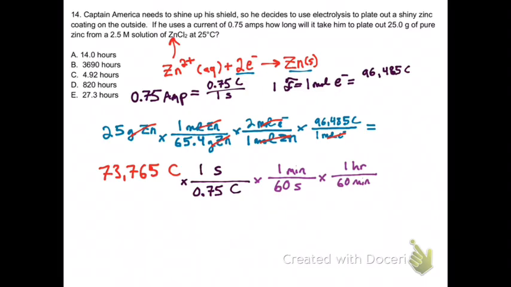So now we do another unit striking out extravaganza. Coulombs cancels out, seconds cancels out, minutes cancels out, and we're left with 27.3 hours. Woo! Answer E.